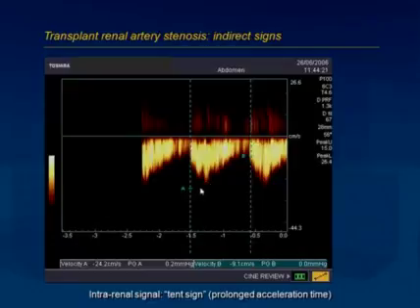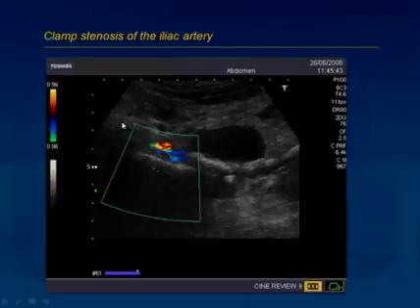We can also measure the acceleration time, that is the time from the beginning of the systole to the maximum systolic velocity. That is called the acceleration time, and that can be measured as well. I've mentioned before that we need to check the iliac artery to detect clamp stenosis. This is an example of a clamp stenosis. The transplant here, the iliac artery here, and here the aliasing in an iliac artery stenosis prior to the origin of the transplant artery. Again, hemodynamically that will behave like a transplant renal artery stenosis, and is just as important to pick up but more difficult.